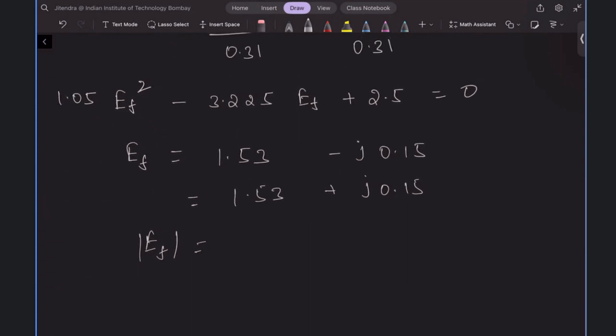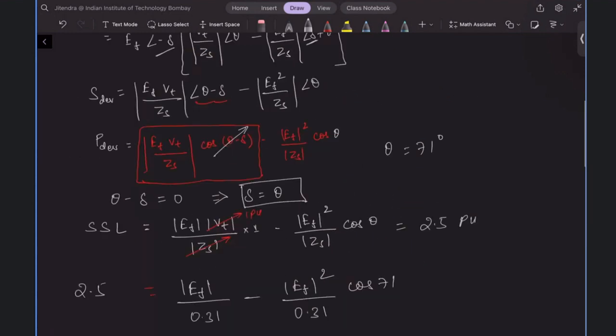1.53 square plus 0.15 square, so it will be 1.54 approximately. And the load angle from this expression also you can calculate, right? Since EF will have magnitude and minus delta, so delta also you can calculate from this approach. Any doubt in this overall question?